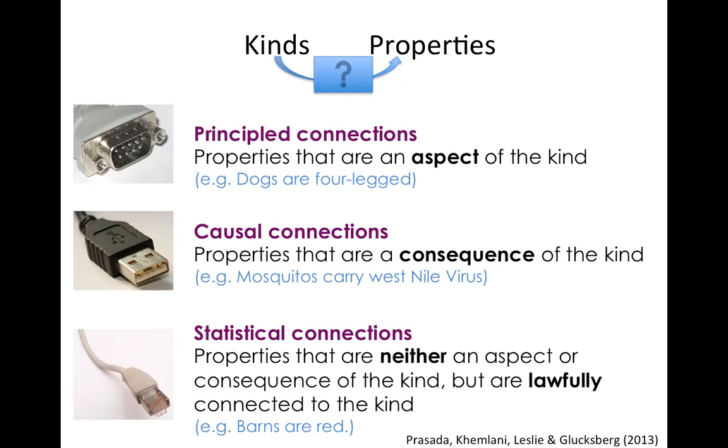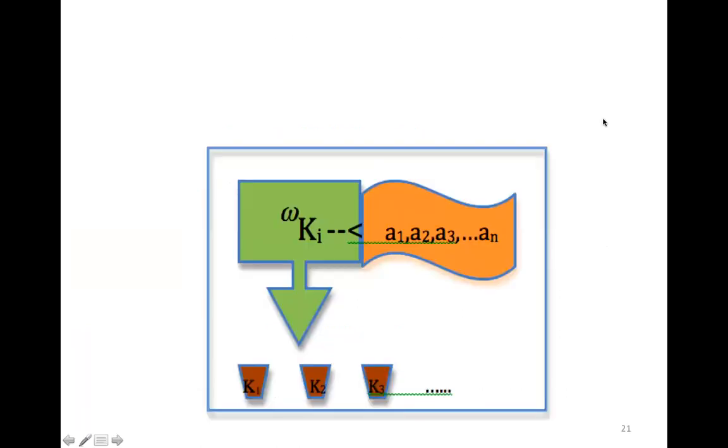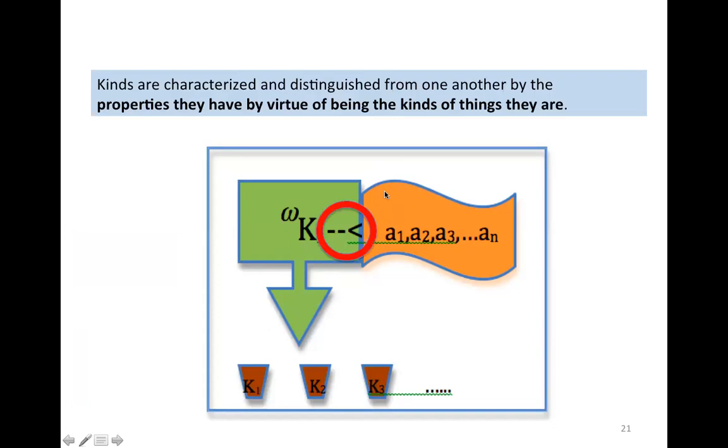Okay, so the important point for right now is that our minds distinguish principal connections as an aspect of being a given kind of thing. And these are properties that we understand a kind to have by virtue of its being the kind of thing it is. So we have evidence for the formal structure of a kind concept having this type of a connection to the properties that characterize and distinguish the kind.